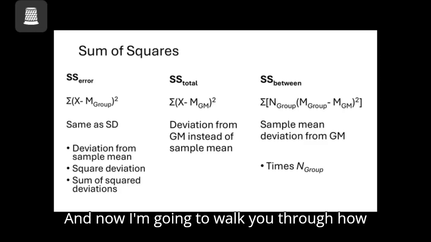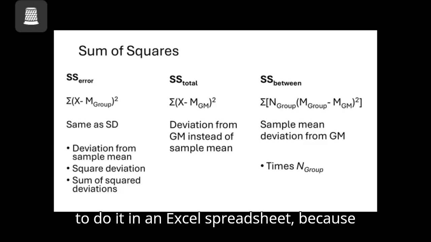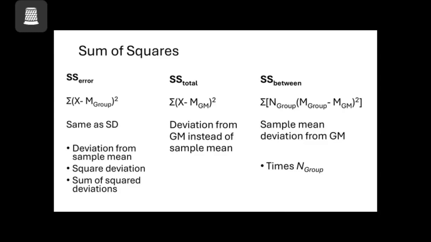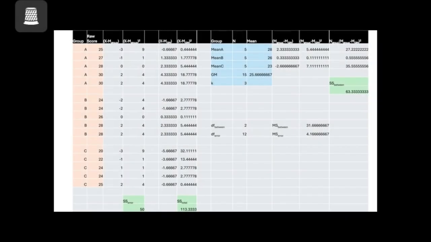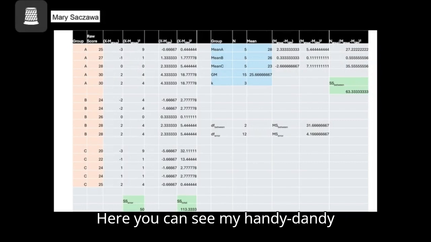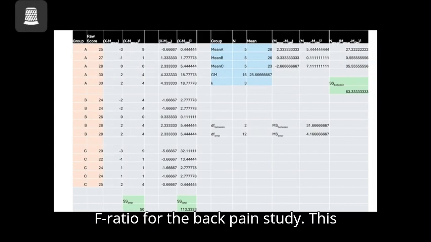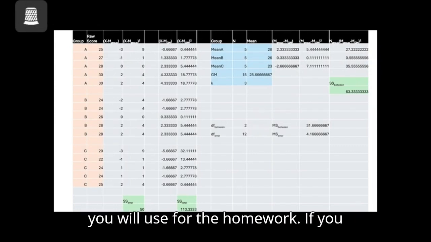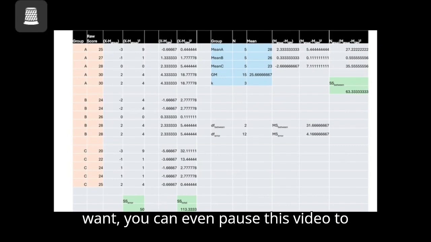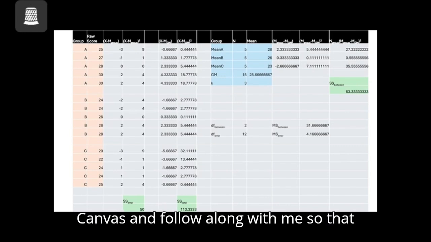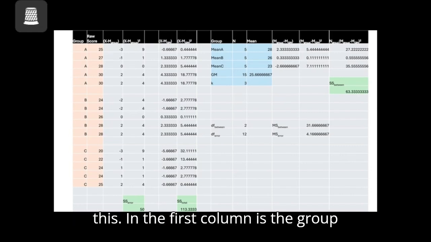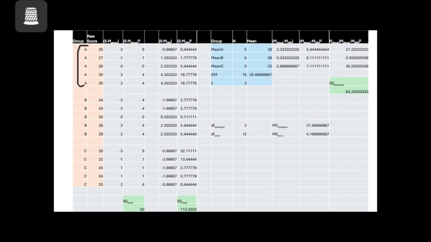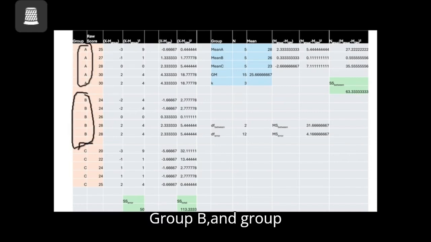It's pretty straightforward, and now I'm going to walk you through how to do it in an Excel spreadsheet because we love our Excel spreadsheets. Here you can see my handy-dandy spreadsheet that I made to compute the F ratio for the back pain study. This will look very much like the spreadsheet you will use for the homework. If you want, you can even pause this video to download this exact spreadsheet from Canvas and follow along with me so that you can click on the individual cells and see the formulas that I used when making this. In the first column is the group identifier. So group A, group B, and group C.